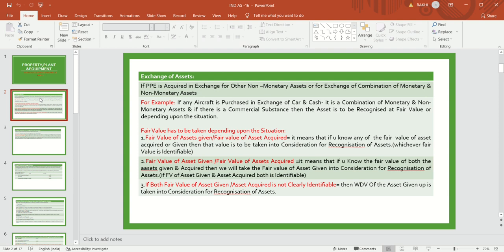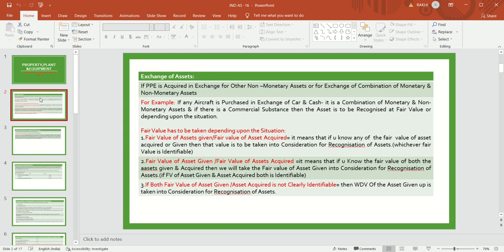Combination of monetary and non-monetary assets means, monetary, we all know, is cash, and non-monetary assets means if a company is exchanging any land and acquires another building, so that is the exchange of one asset with another, and on that the company pays some cash also. So that is the combination of monetary and non-monetary assets. This we will explain by example.